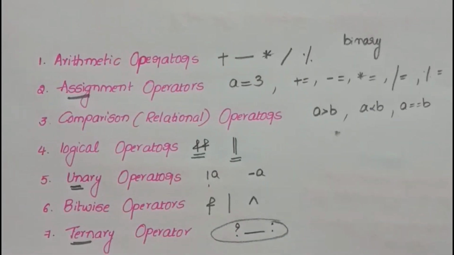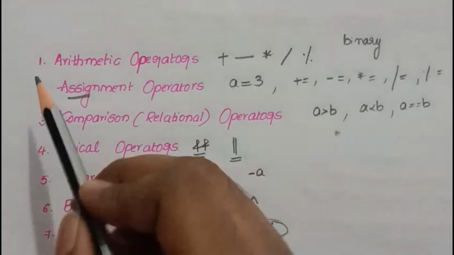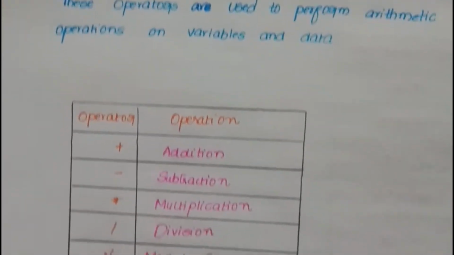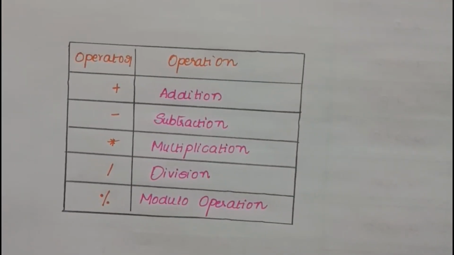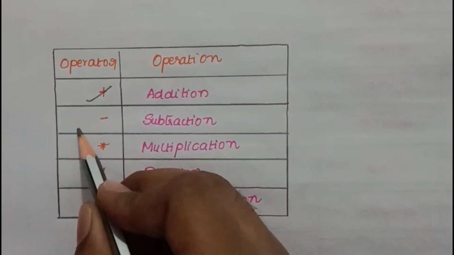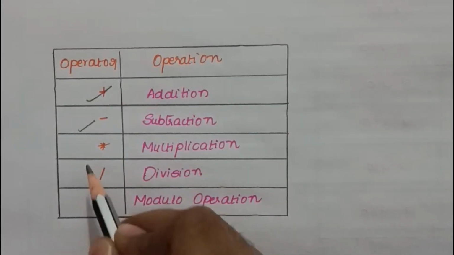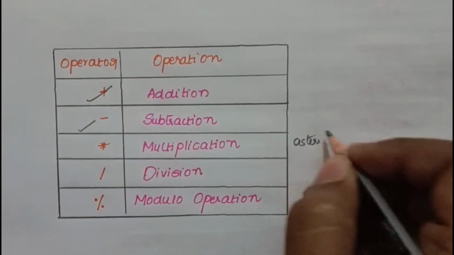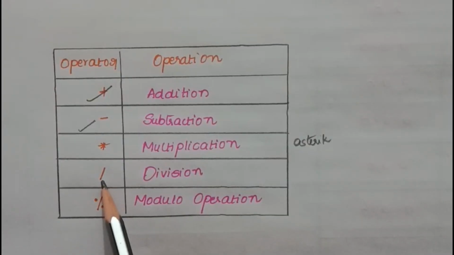So these are the 7 categories of operators available in Java. In this video, we will discuss more about the arithmetic operators. These operators are used to perform basic mathematical operations like addition, subtraction, multiplication, division, and modulo division. For addition, we will use the plus symbol. For subtraction, we will use the minus symbol. For multiplication, we use star, and the name of this symbol is asterisk. It performs multiplication. And one forward slash is used to represent a division between two variables.